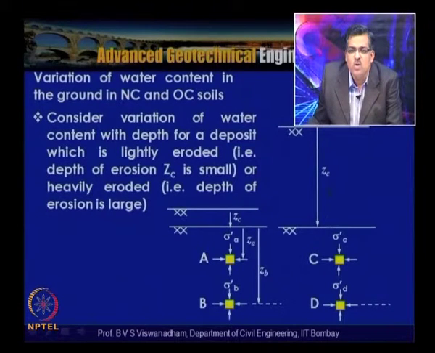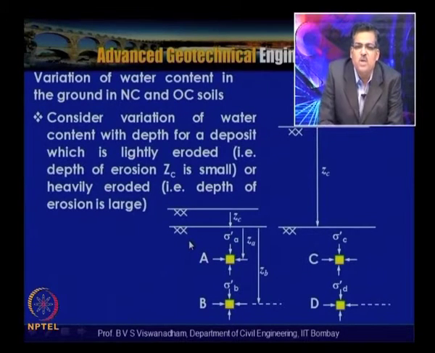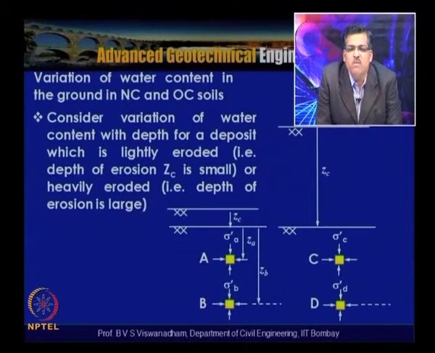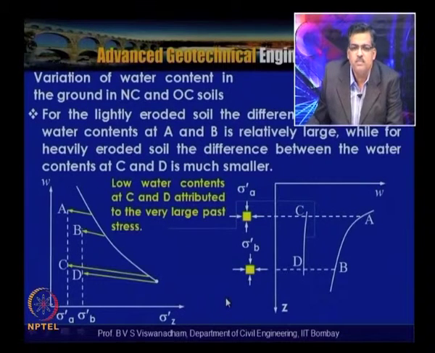So we have two states. These are the stress points A and B, and the stresses at points C and D. In this soil strata, elements A and B refer to the case where the depth of erosion is relatively small, and stress elements C and D are where the depth of erosion is relatively large. That means elements C and D have been subjected to very high past pressures, and A and B to low pressures.